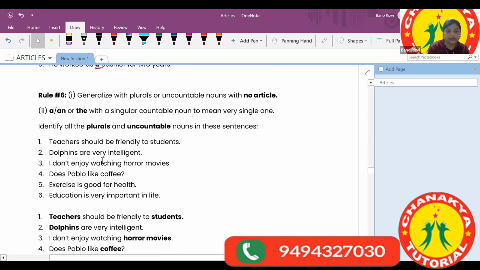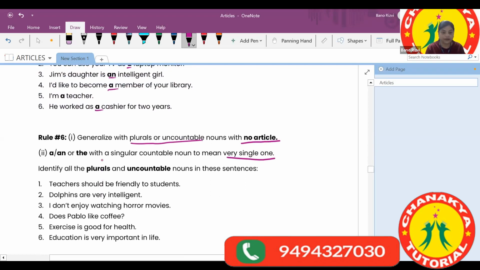Okay, next we move on to rule number 6. Now generalize the plurals or uncountables with no article. This is a very important rule. We should know where we should use no article. And the is used with a singular countable noun to mean every single one. Now identify all the plurals and uncountables here. Teachers should be friendly to students. Who's going to do this exercise? Anybody?